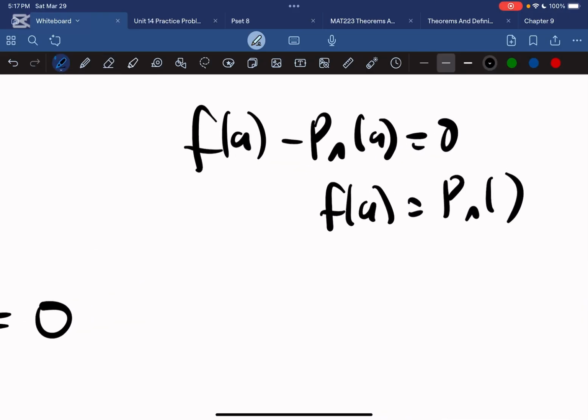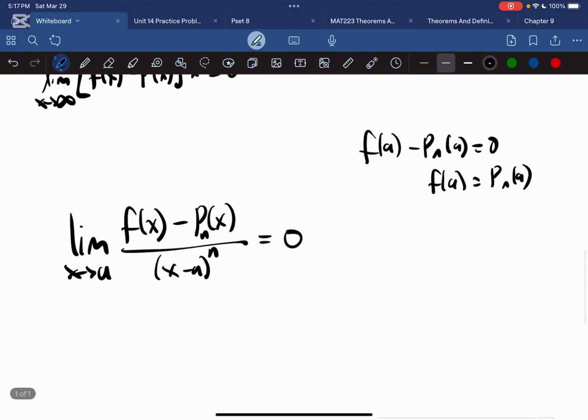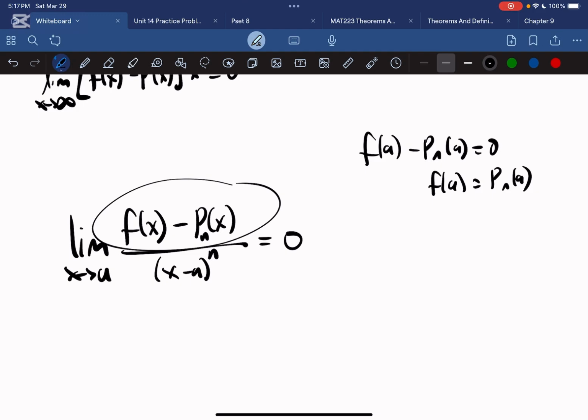Sorry, yeah, that's a big distinction. It has to be true at a, right? Otherwise, this limit wouldn't go to 0. Does that make sense? Like that should make sense, right?